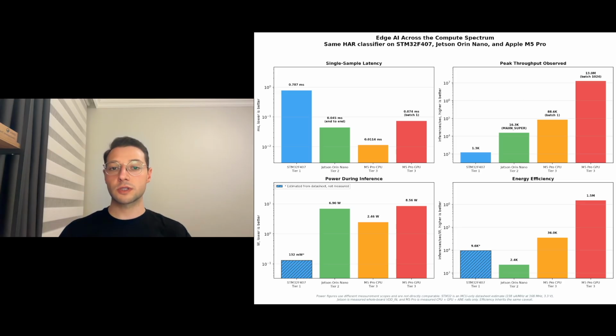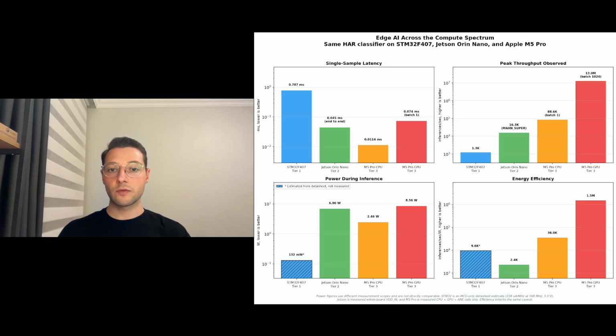The general conclusion is the pattern that repeated across all three tiers. On the STM32, the classifier ran at under 1% CPU utilization. On the Jetson, it showed no measurable GPU advantage and no benefit from reduced precision. On the M5 Pro, the GPU lost outright at batch size 1 and the neural engine never engaged at all. 3 platforms, 3 toolchains, 3 vendors, and the same answer each time.